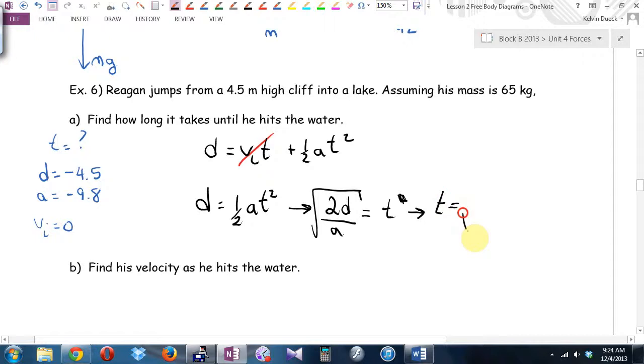So t is going to be the square root of 2 times negative 4.5 divided by negative 9.8. I think it's going to be a little less than a second, is it? You're not in free fall for very long because I tried to make this survivable. I didn't want to kill your brother, at least not at that time.